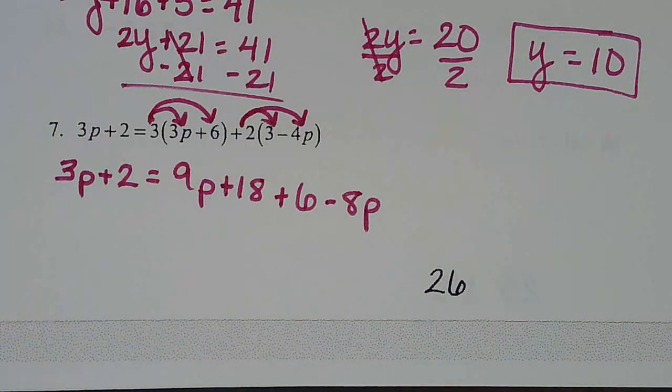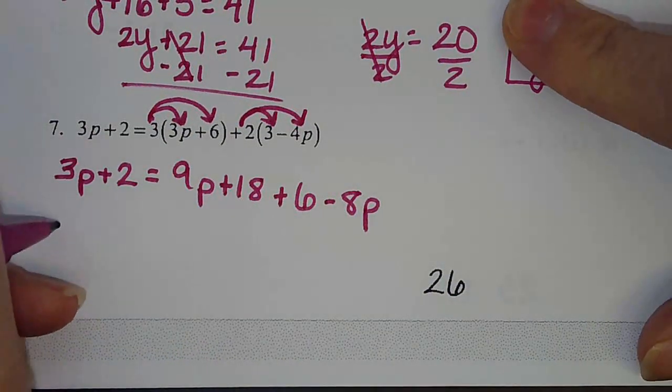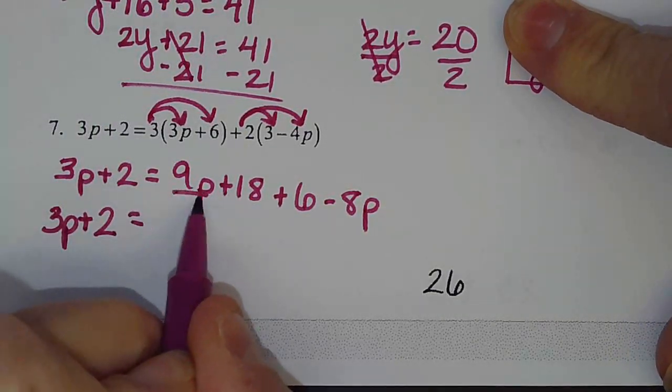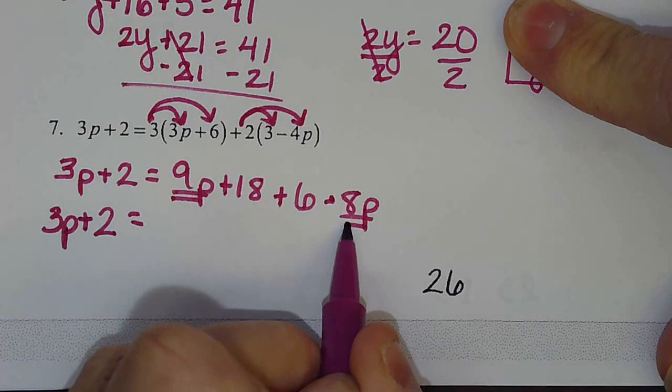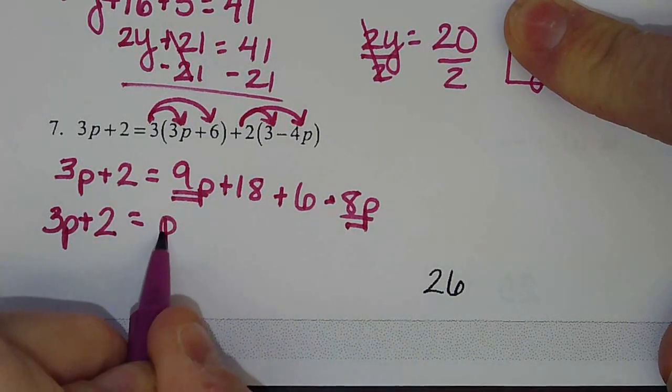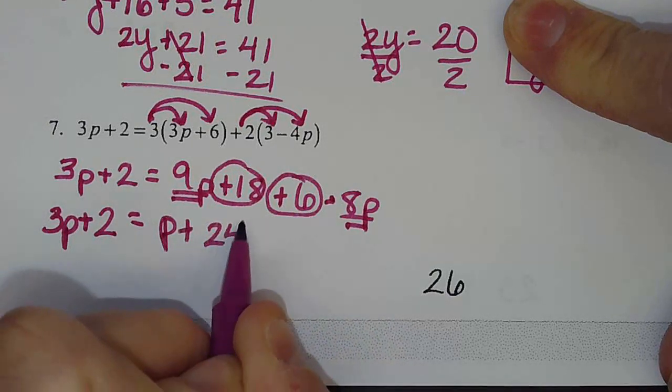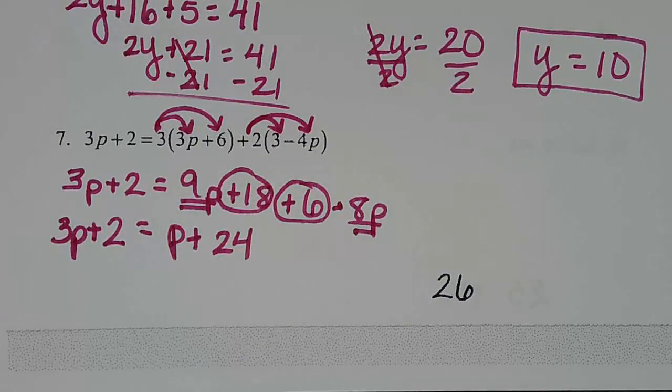Now I have to combine like terms on the right-hand side. So still bring down that 3p plus 2. I have 9p minus 8p is 1p. 18 plus 6 is 24. So when you combine like terms, you use the signs that they have on that side of the equal sign.